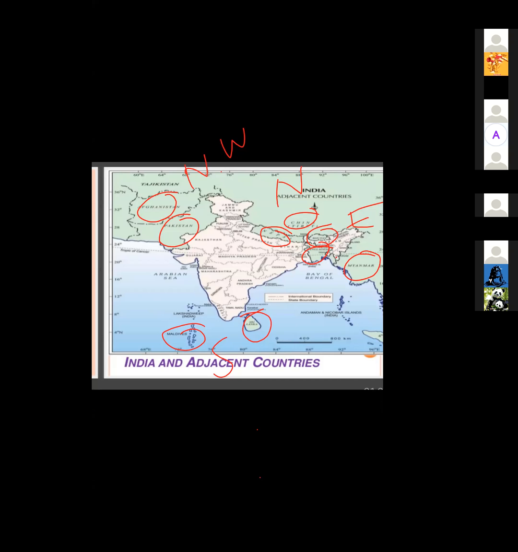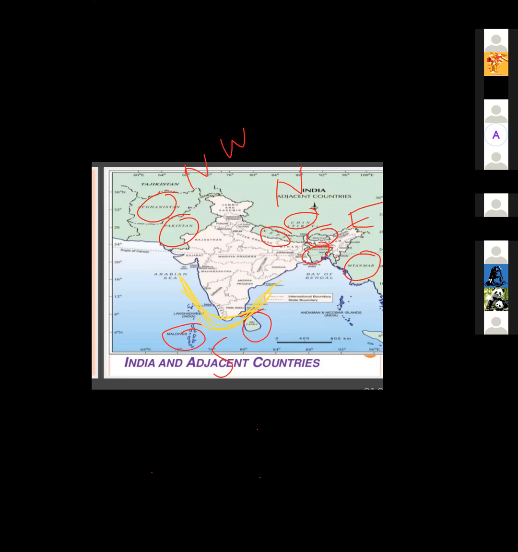India is a peninsular country because, see here, we have three sides of water. It is three sides of water. India is a peninsular country.